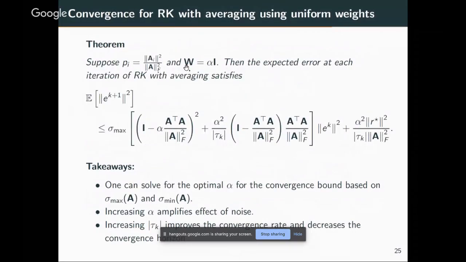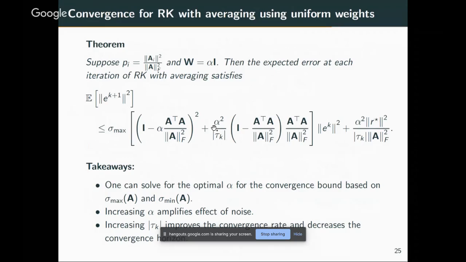Now, since we're using uniform weights, we are forced to pick probabilities that are proportional to the row norms, the probabilities that Strohmer and Vershynin used in their convergence analysis of randomized Kaczmarz. In this case, there are several things we can notice about this convergence rate. Alpha gives this scaling, and it can be thought of as a relaxation parameter or a step size. This matrix here is quadratic in alpha, and so one can find the alpha that optimizes this convergence bound in terms of the maximal and minimal singular values of the matrix A. Additionally, we can see from this term that the convergence horizon will be quadratic in alpha, and so having a larger alpha will amplify the effect of noise in the system.